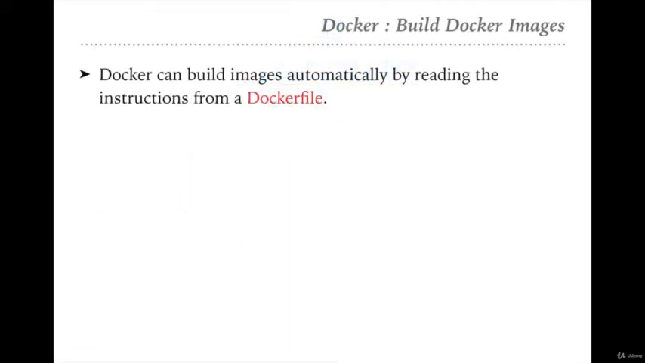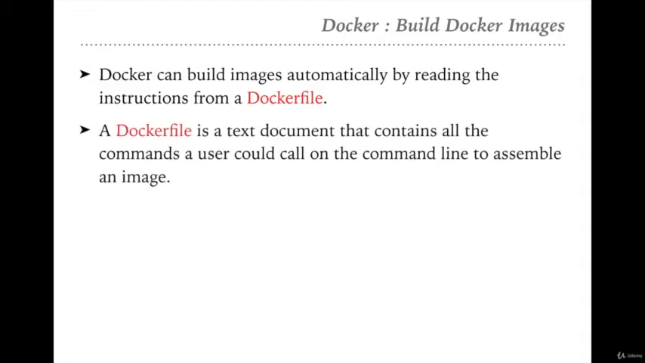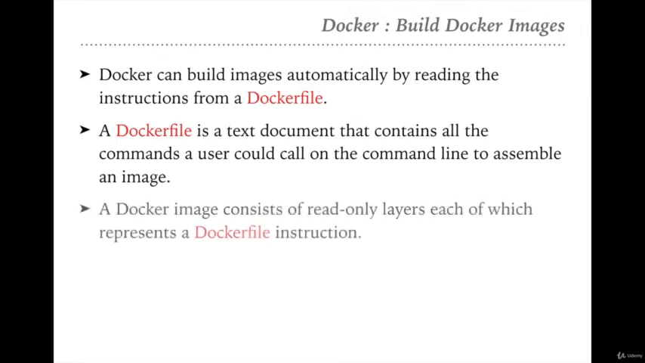So when we are talking about the Docker builds, we are talking about the Docker images, then Docker can build the images automatically by reading the instruction from a Docker file. So first, to create the image, we need to define a Docker file which has all the instructions required to create the build automatically. This Docker file is a text document which contains all the commands and the instructions which are required to create the Docker image, right? These commands can be called by the user on a command line as well.